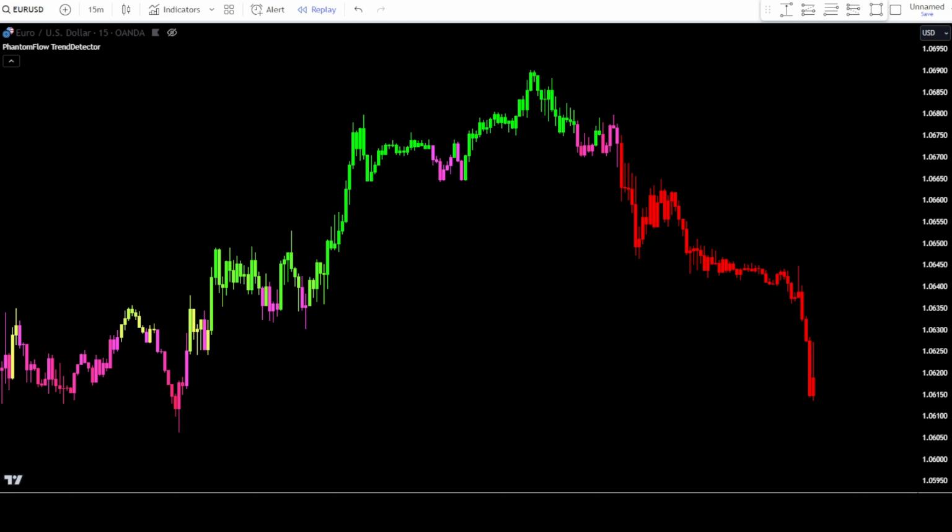As you can see, there are 4 candlestick colors you need to understand when using this indicator. Green candlesticks represent bullish trends in the market, while red candlesticks represent bearish trends. If the candlestick is yellow, it indicates a correction or transition from a bearish trend to a bullish one. However, if the candlestick is purple, it indicates a correction or transition from a bullish trend to a bearish one.